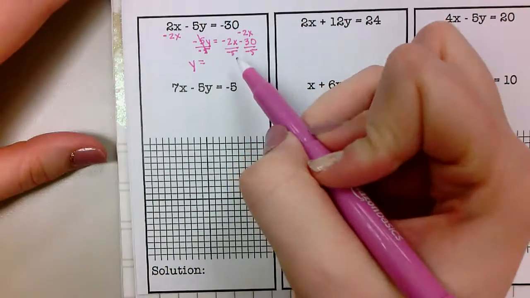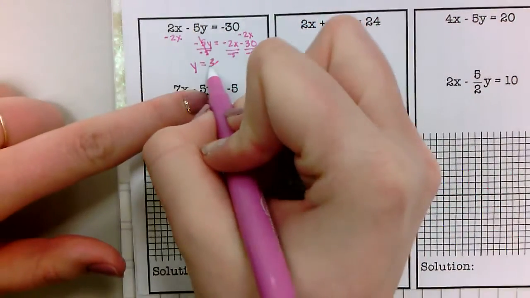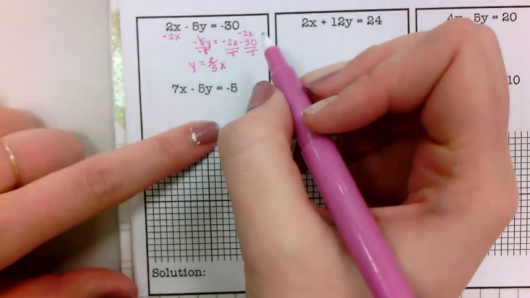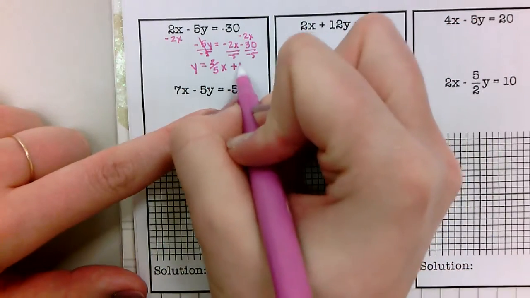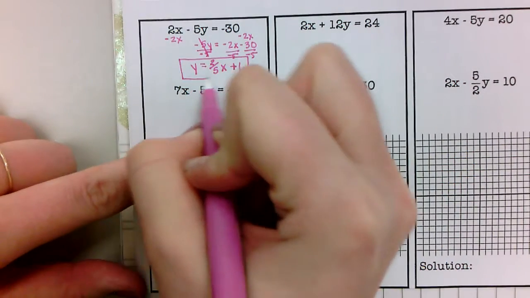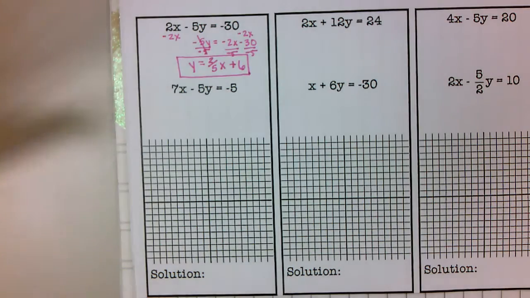This negative 2 over negative 5 isn't going to reduce, but the two negatives do cancel out. So I'm just going to bring down 2/5 x, and then negative 30 divided by negative 5 is positive 6. So this is the same equation, but now it's in slope-intercept form, so I can graph that. Just by looking at the equation, I have what I need.